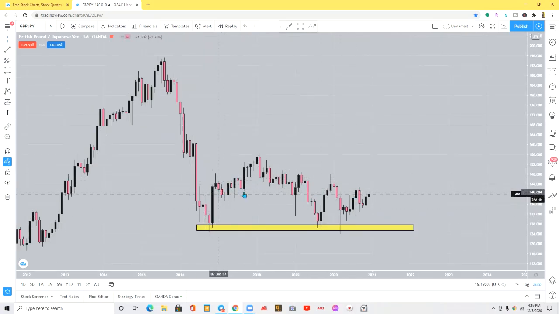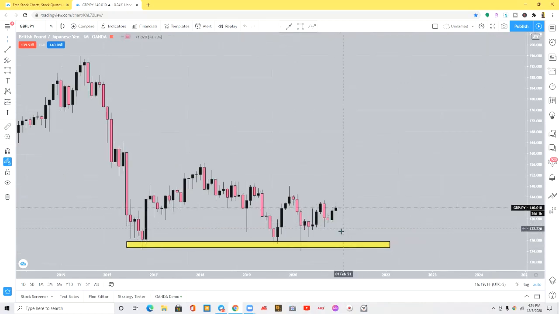You see, we have a whole bunch of consolidation here. Price has been respecting this support right here for a while. So it doesn't look like price is just going to come back down. It might take some time. I think it's going to keep going up before it comes back down.